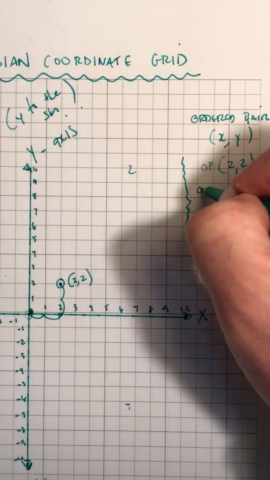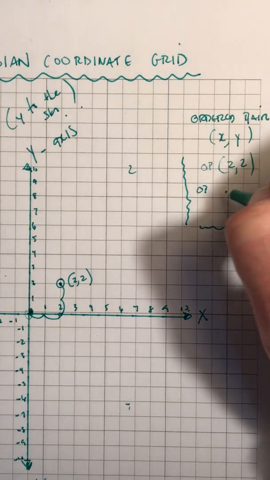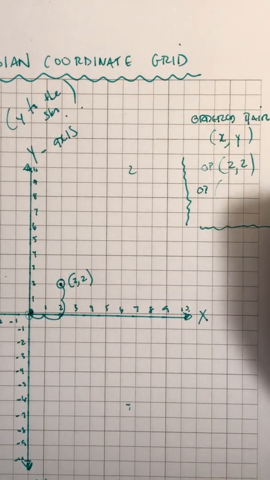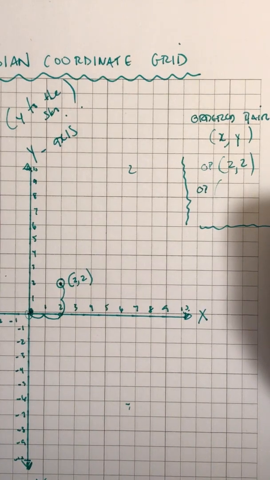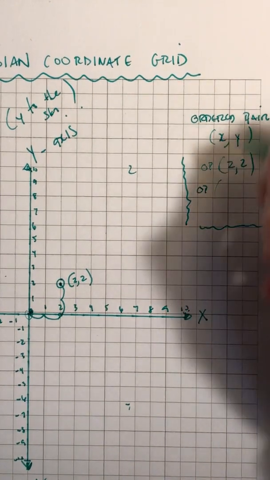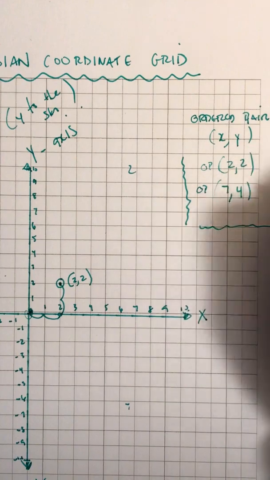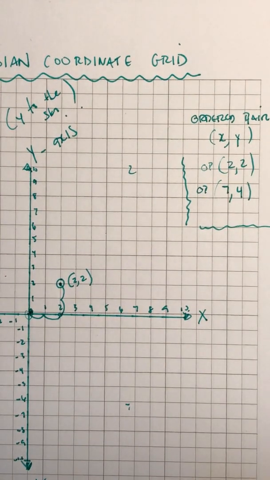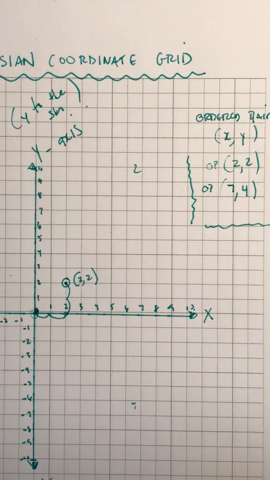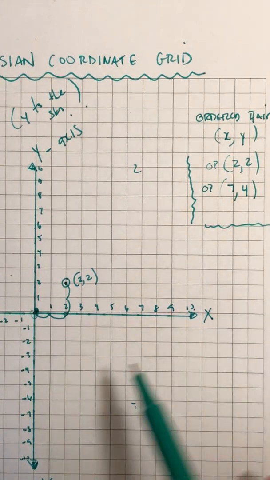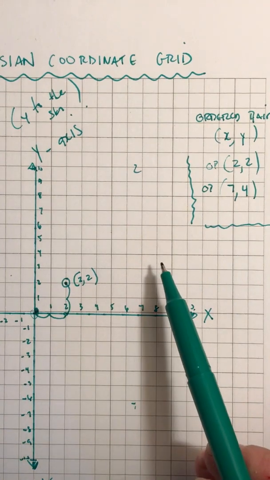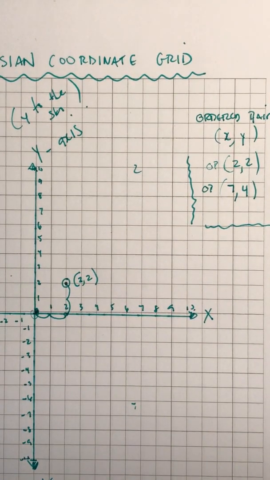So let's do another ordered pair. Let's do one more on the positive. Let's go 7 and 4. I'm going to give you a second just to try this. See if you can go out 7 and then up 4. These are both positive values, so you're going to go out and up. Take a minute.